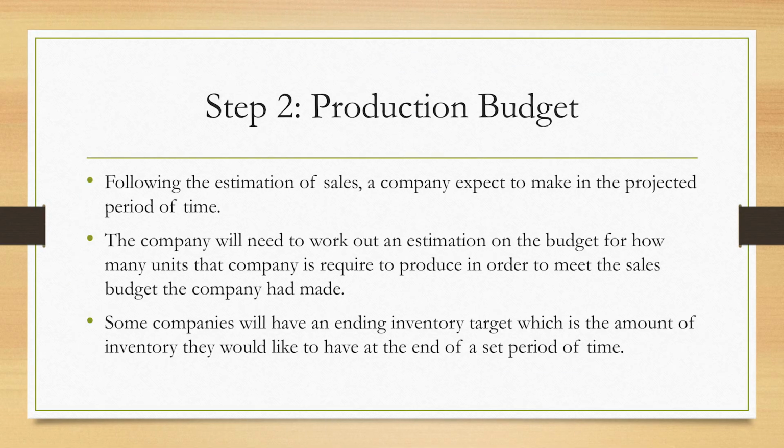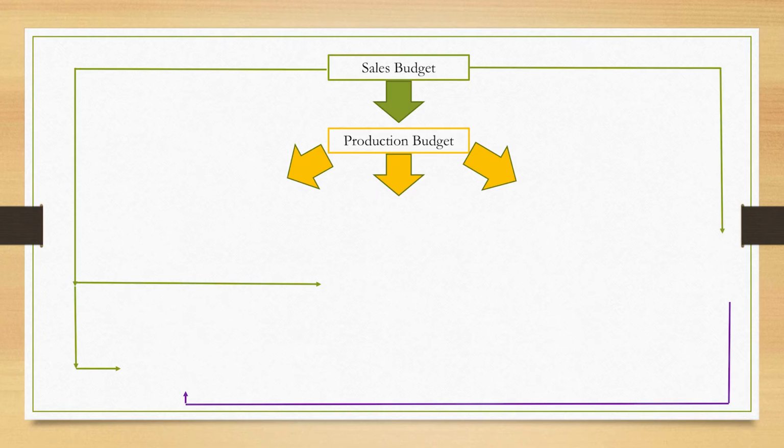Step 2 is the production budget. The company will need to work out an estimation of how many units it is required to produce in order to meet the sales budget the company had made.